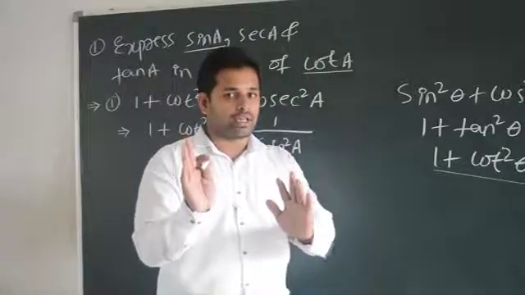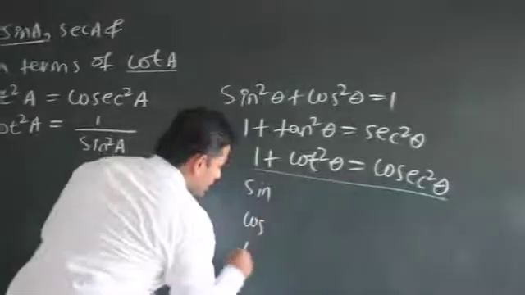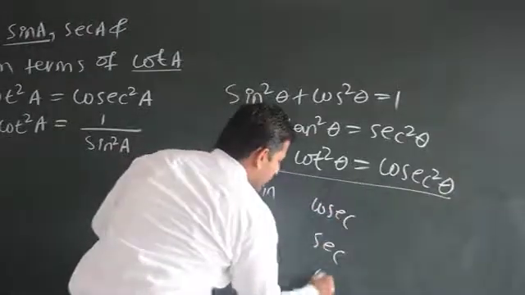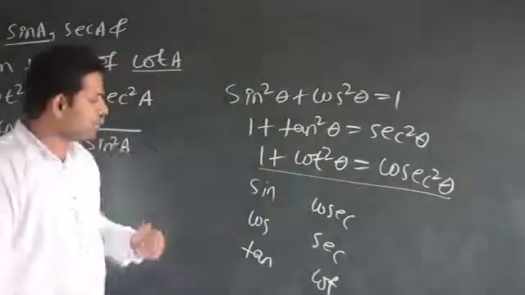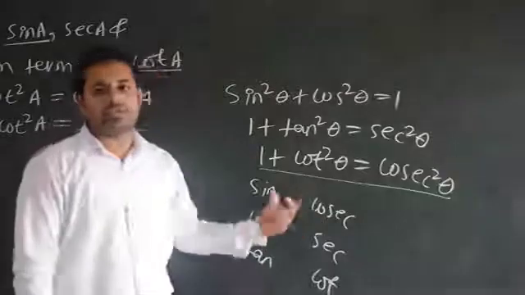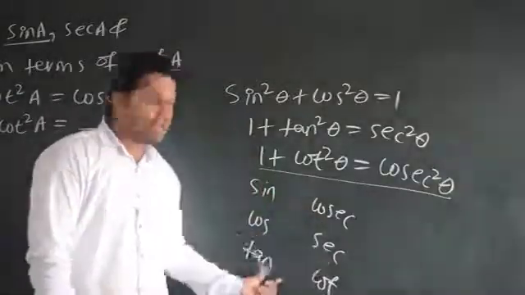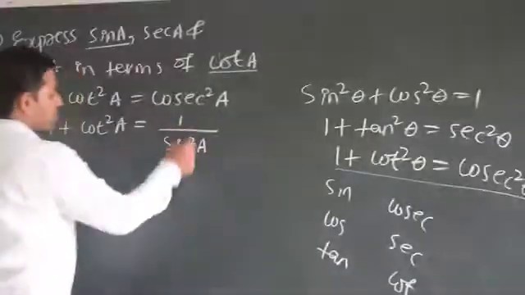That you must be knowing. You know that table, right? Sine, cos, tan, next cosecant, secant, cot. I have discussed all this. Watch all these videos continuously so that you get a feel of all this. Sine and cosecant are inverse of each other. They are reverse of each other. In the same way, cos and secant, and tan and cot. So this cosecant square A can be written as 1 over sine square A.